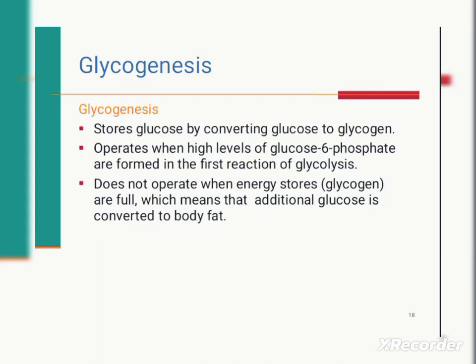In this video, we will discuss glycogenesis. Glycogenesis is the storage of glucose by converting glucose into glycogen. It operates with a high level of glucose 6-phosphate, formed from the first reaction of glycolysis. It does not operate when the energy stores of glycogen are full, which means that additional glucose is converted into body fat.